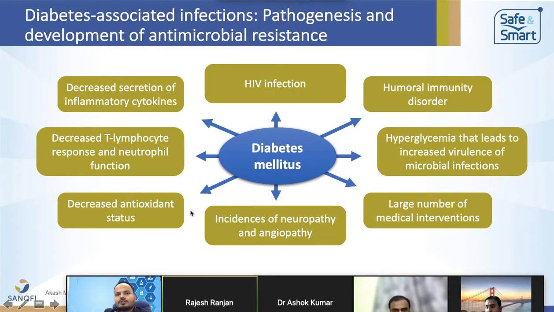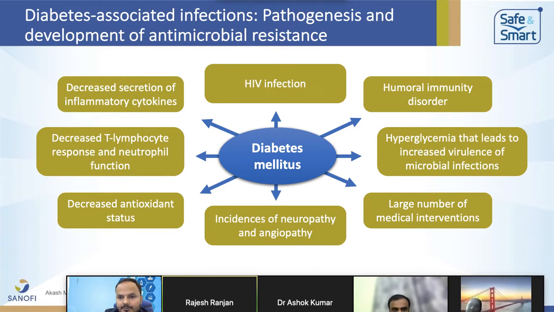Diabetes associated infections, if we look at its pathogenesis and development of antimicrobial resistance, this is one of the most important things we need to understand: not every patient who comes with a fever, cough, and cold should be prescribed antibiotics. Nowadays there is growing evidence that antibiotic resistance is rising, and it's only because of indiscriminate use of antibiotics and over the counter availability of antibiotics, and that may have its own long term side effects.